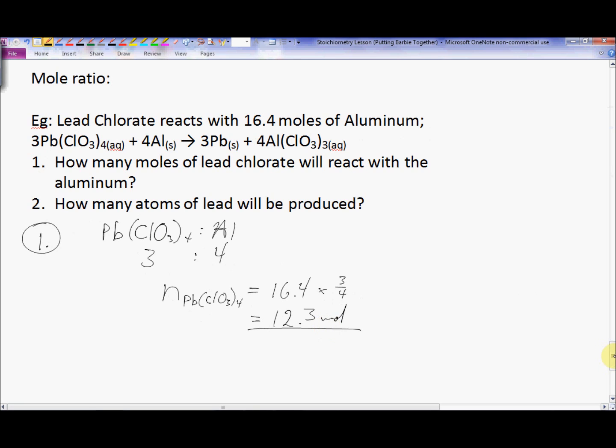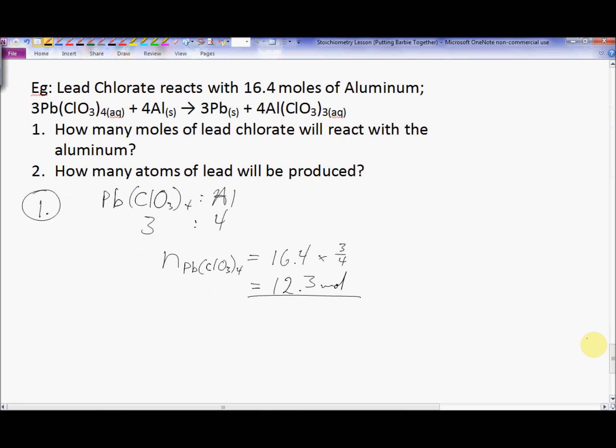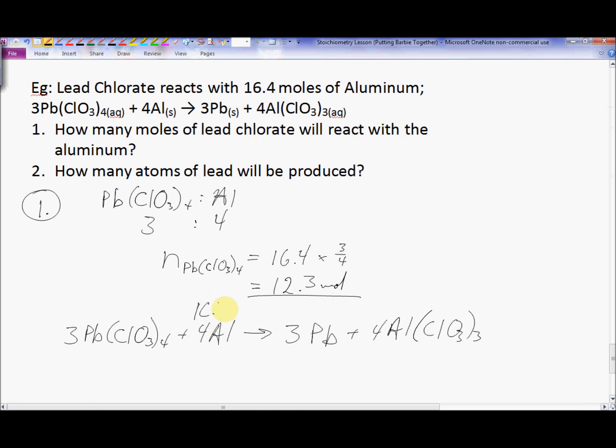Another way that you could have done this, maybe easier for some students, is to write out the equation. So we'll just do that. 3PbClO3 4 plus 4Al gives you 3Pb plus 4AlClO3 3. Write out the equation, and then you know you've got 16.4 moles of aluminum. Write the 16.4 over the 4 in the aluminum, and then set that equal to a number x over 3.